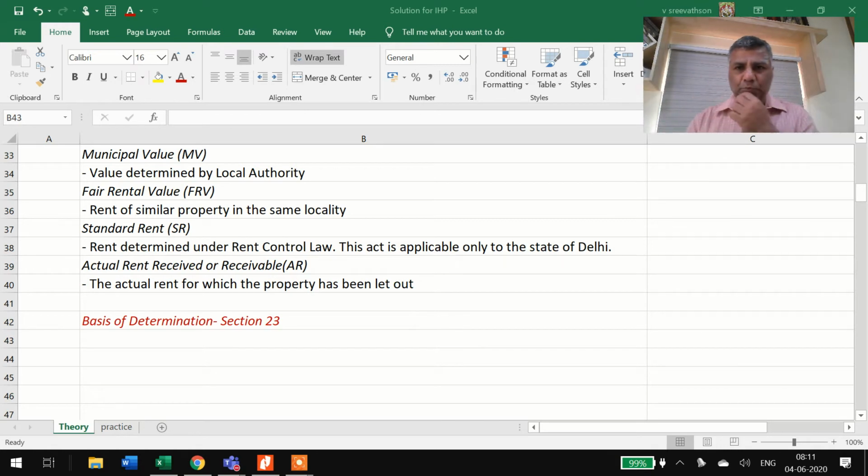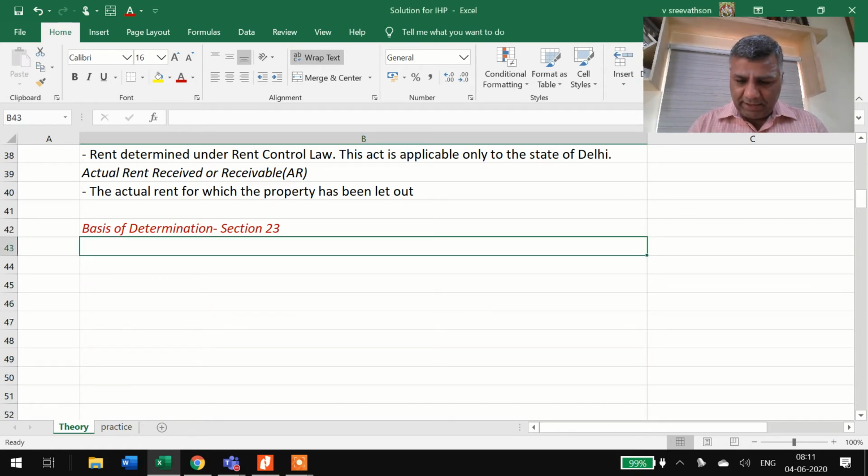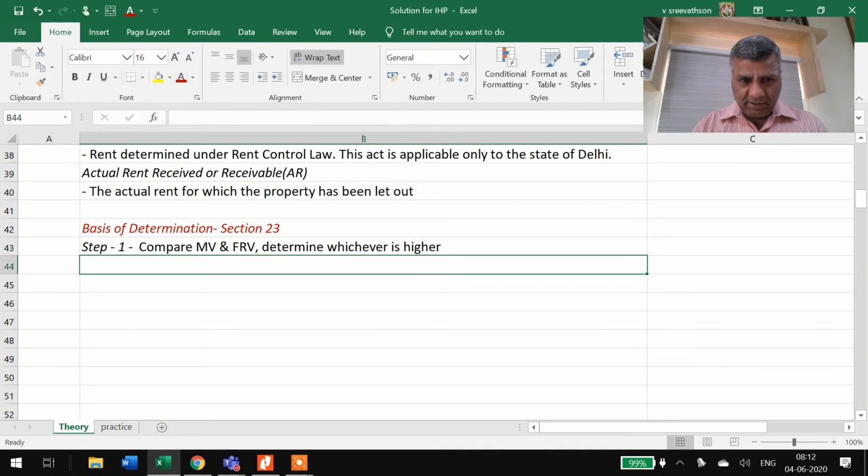That is how the diagram works. Okay. So determination of annual value will have 3 steps, my dear friends. I am writing it theoretically. Step 1, compare MV and FRV, determine whichever is higher.